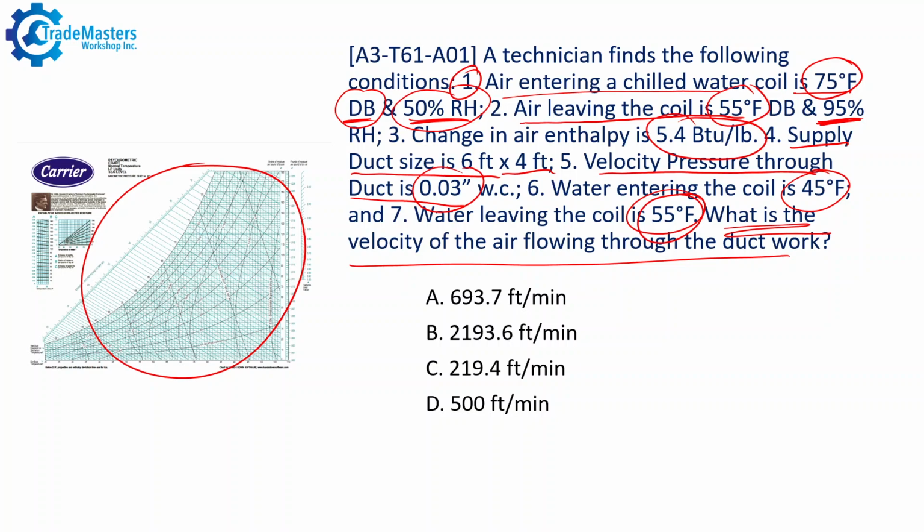Okay, so to solve the first question regarding the characteristics of air flowing through our chilled water coil, we need one simple equation that is going to come from our reference manual. And that equation I'm going to draw right here. It's that the velocity of the air, this is measured in feet per minute, is equal to a constant number of 4,005 times the square root of the velocity pressure.